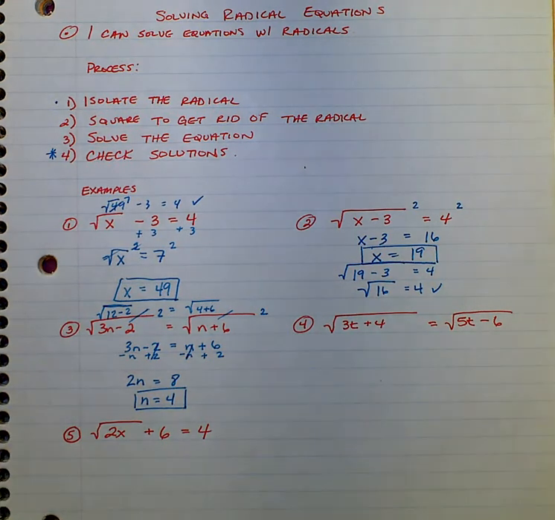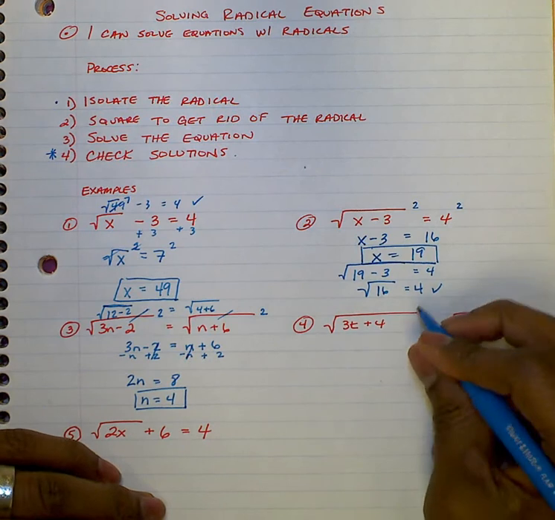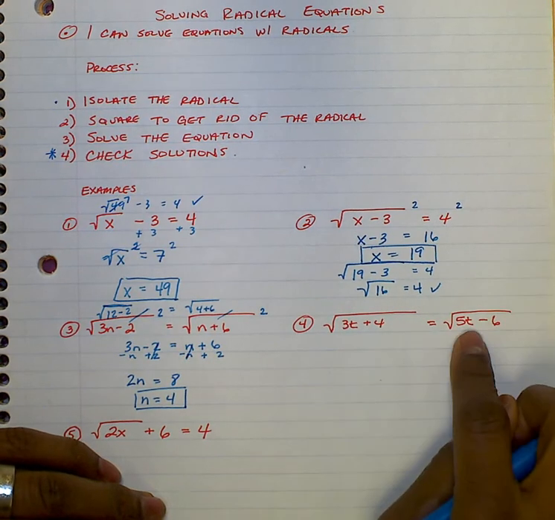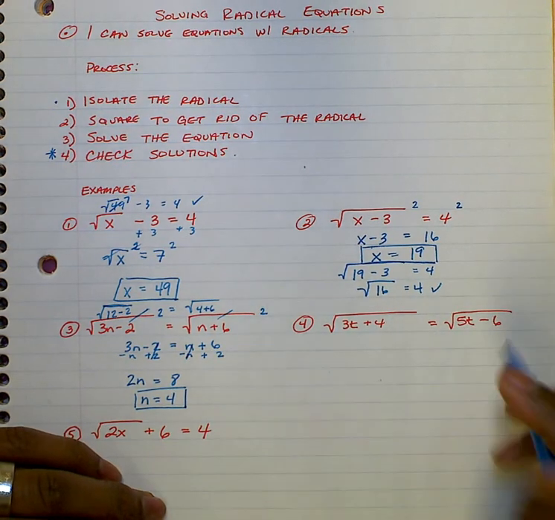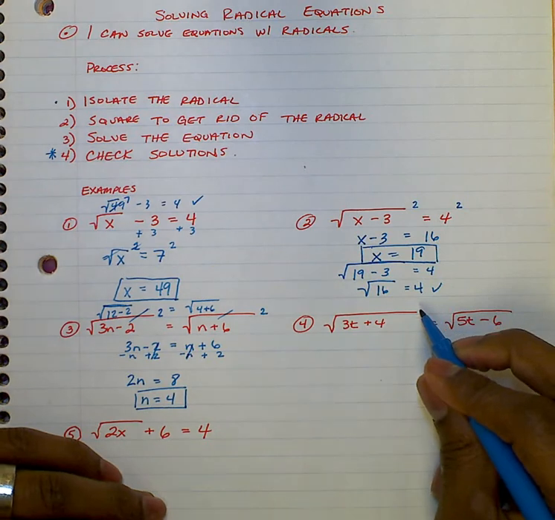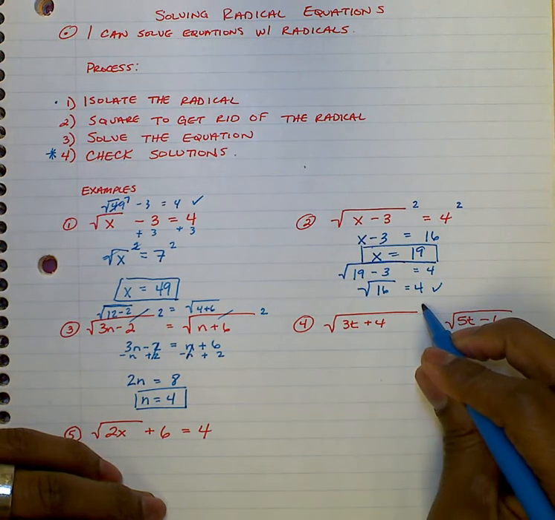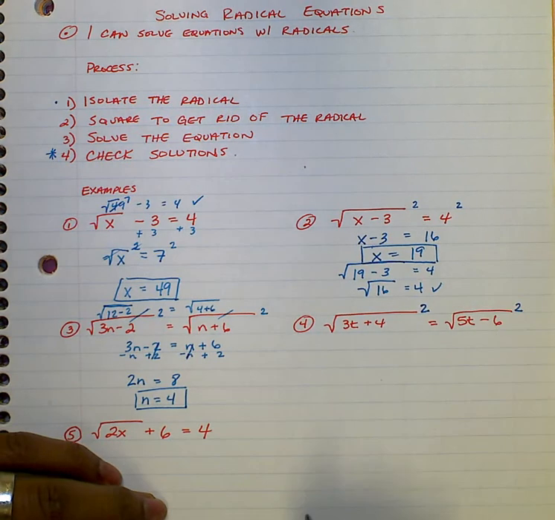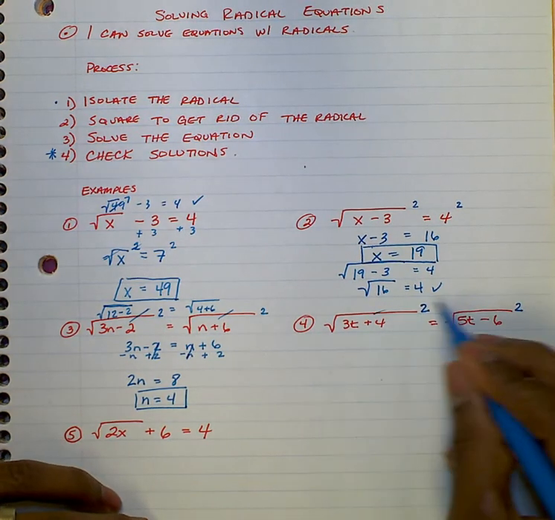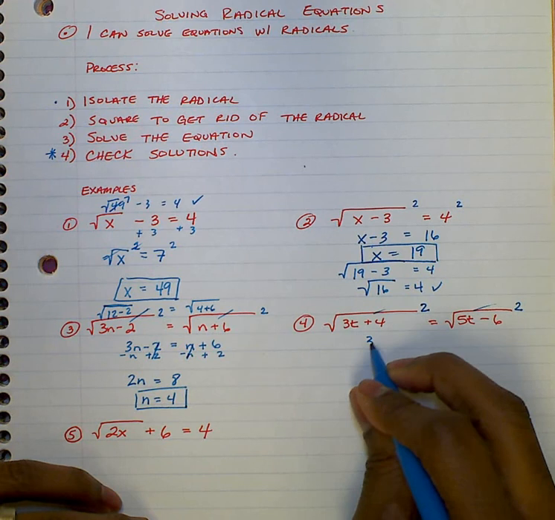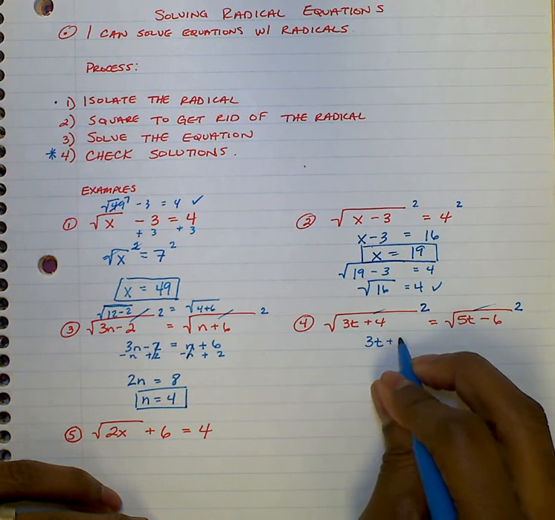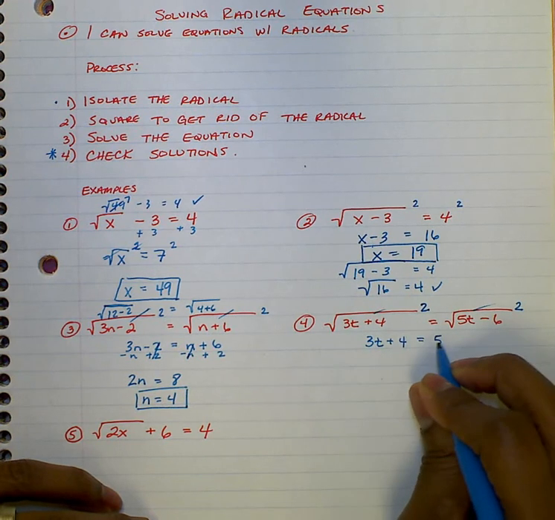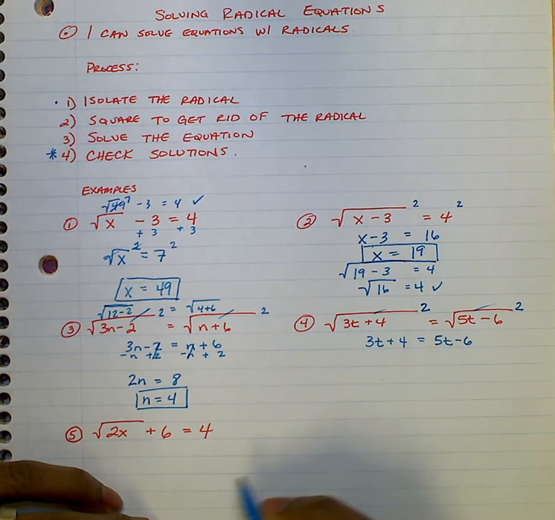Alright. Number 4, very similar problem. If you think you know how to do it, do it. Check my answers. Come back in like 25 or 30 seconds. Okay. Square root on both sides. Squared it. Cancels that out. I'm left with 3t plus 4 equals 5t minus 6. And now I solve for t.